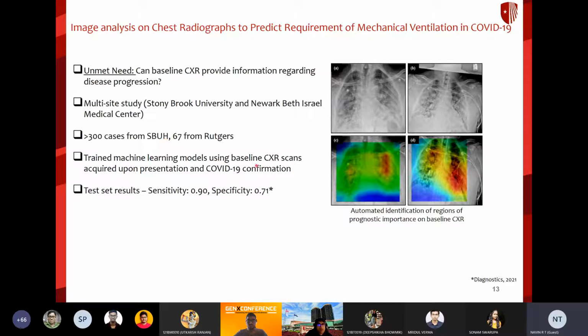Now these scans were collected when the patients presented with COVID-19. And so we used different kinds of tools and techniques. We used deep learning techniques as well. And our results suggested that, yes, we can use baseline chest radiographs to predict the need for mechanical ventilation with a sensitivity of 90% and a specificity of 71%. And this was on the test set of 67 studies from Rutgers.